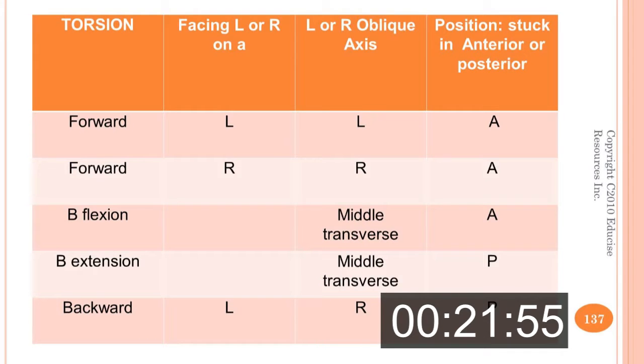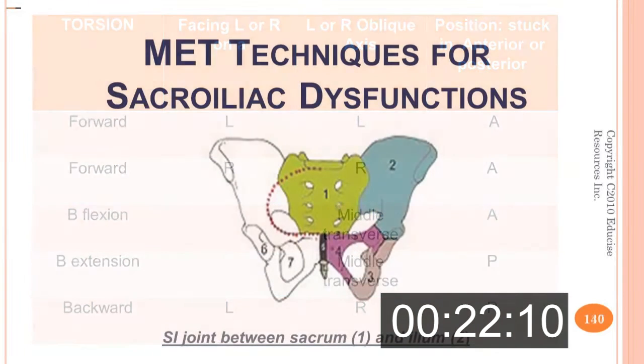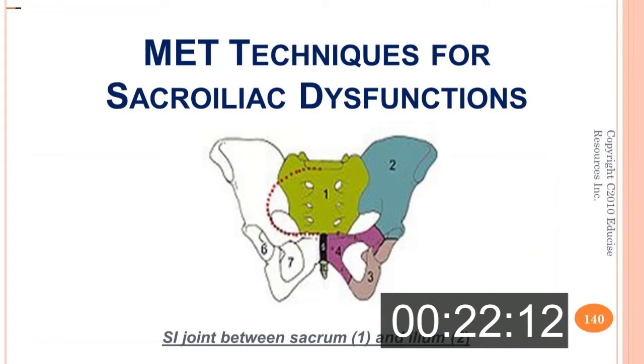Okay, and I gave you another cheat sheet with all these landmarks again, so I'm not going to bore you by reading it all over again. The only thing I added was that bilateral sacral flexion and extension occurs on a middle transverse axis of the sacrum. Let's look at the muscle energy techniques.